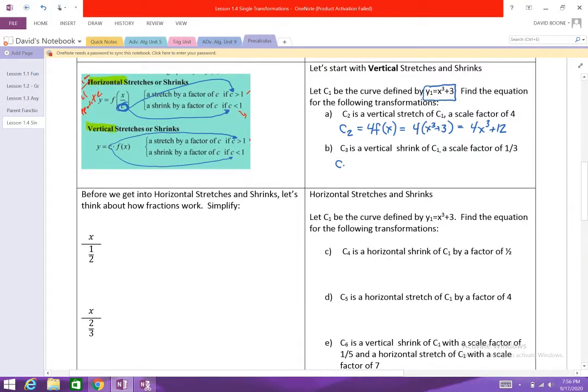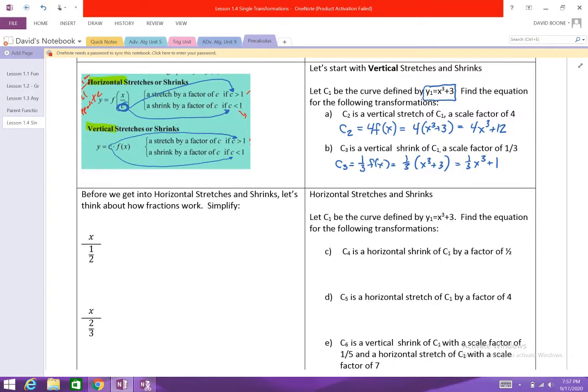Okay, if I want to shrink it, a vertical shrink, I'm going to take the vertical shrink of the original one by a scale factor of 1/3. So obviously less than 1. It's going to shrink this. It's going to squish it from top to bottom. Same idea. We're just putting that 1/3 out front of that function. So it'll be 1/3 of x to the third plus 3. Then if you distribute, 1/3 x to the third plus 1 is our function that's now 1/3 the size of the original one.